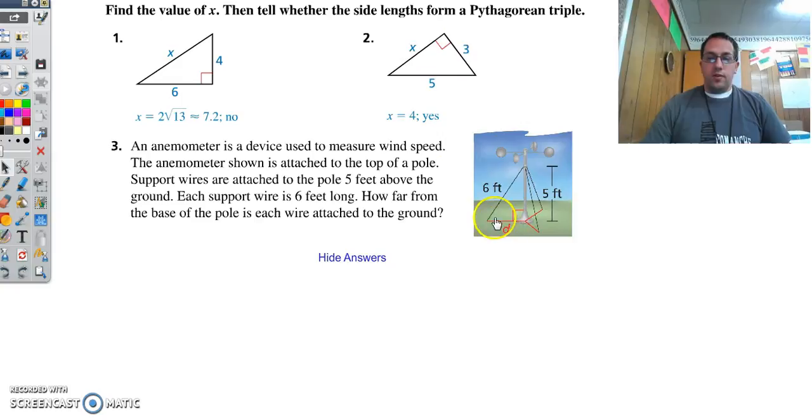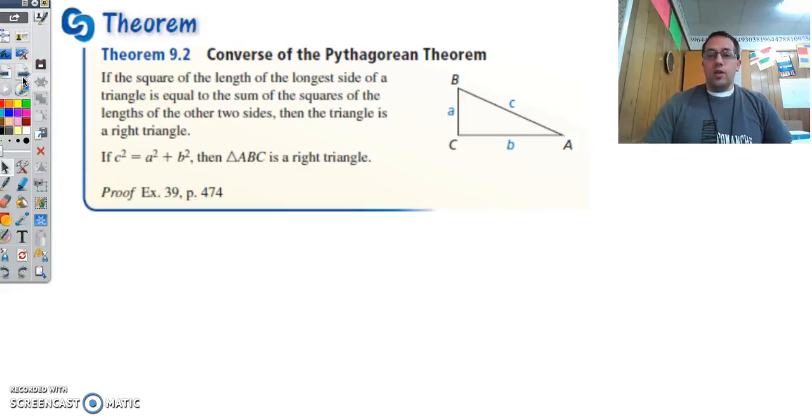Over here, we need to figure out d. How far away are these support wires? Using the Pythagorean theorem, we get about 3.32 feet. So there it is. Now, there are some other things here.